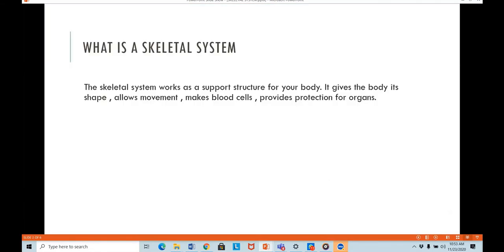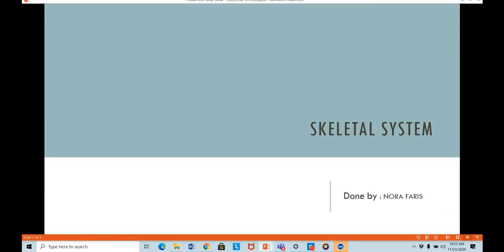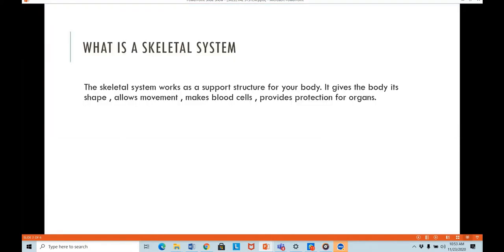Assalamu alaikum wa rahmatullahi wa barakatuh. Good morning, my lovely teachers. I'm Noura Faris Al-Harthi, and today I'm going to talk about the skeletal system. What is the skeletal system? The skeletal system works as a support structure for your body. It gives the body its shape, allows movement, makes blood cells, and provides protection for organs.